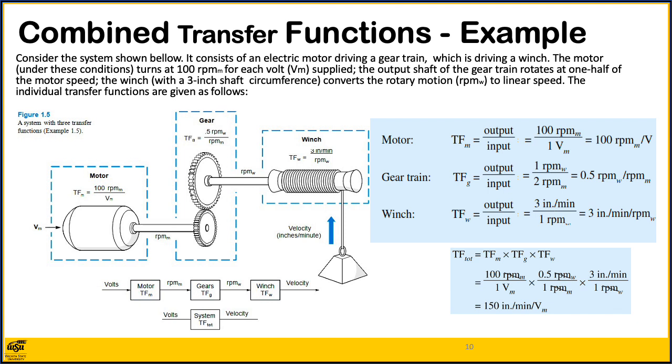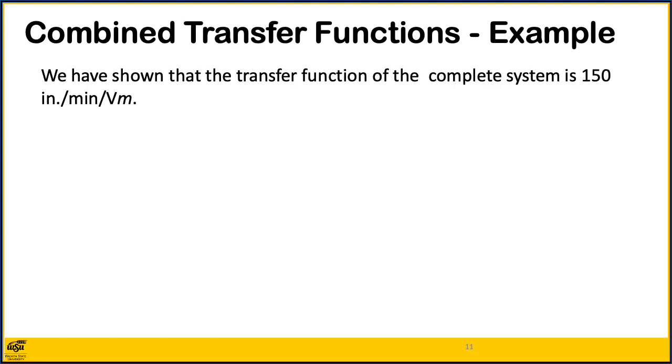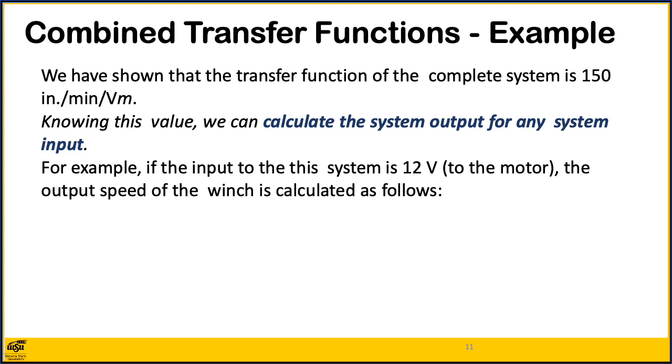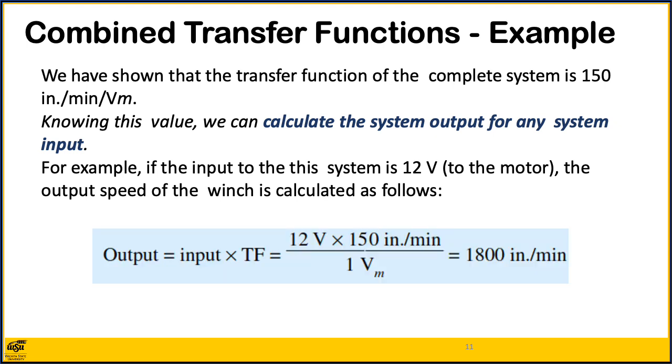Again, check the units to see that we have done the maths correctly. We have shown that the transfer function of the complete system is 150 inches per minute per volt. Knowing this value, we can calculate the system output for any system input. For example, if the input to the system is 12 volts, the output speed of the winch is 1,800 inches per minute. Again, check the units to make sure that they make sense.